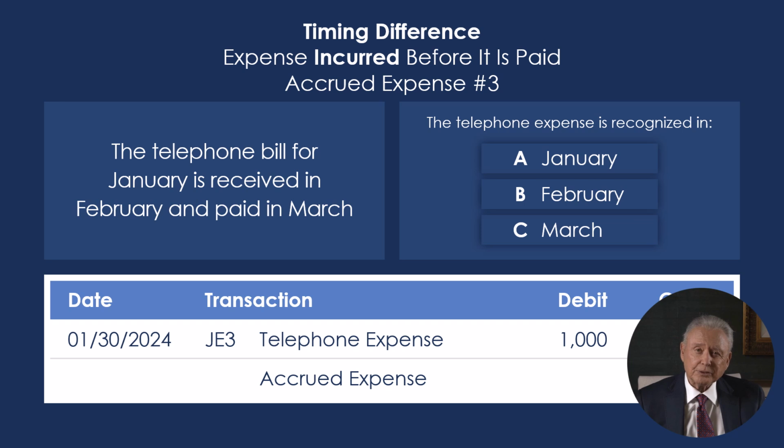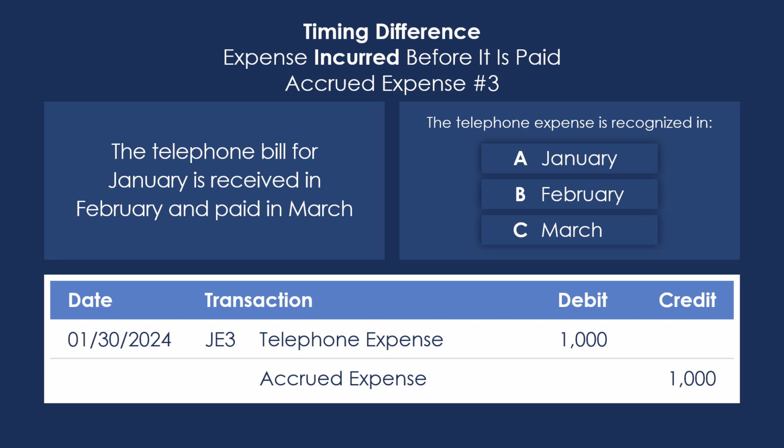The telephone expense is in January. It is not paid until March. At the end of January, we recognize the telephone expense with a debit to telephone expense and a credit to accrued telephone expense for $1,000, a liability. Then when the bill is paid, we debit accrued telephone expense, a reduction of a liability, and credit cash. Notice that it does not matter when we pay the bill. We recognize the expense in the month it was incurred, which is January.